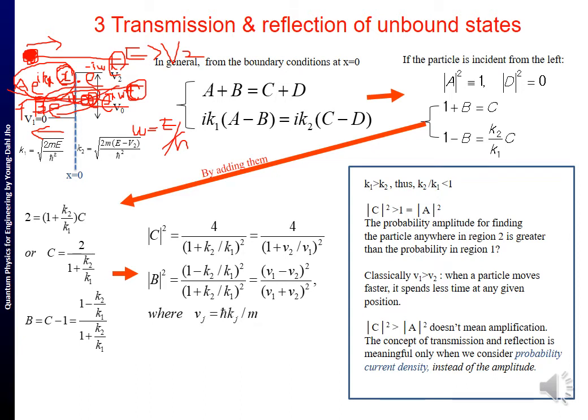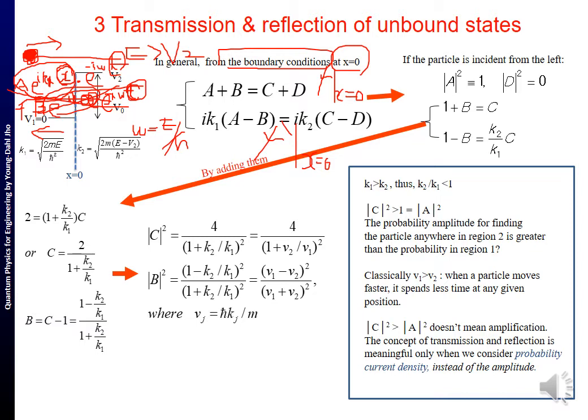You will see this in these equations. In general, from the boundary conditions at x equals 0, the wave function is continuous at x equals 0, and the first derivative of the wave function should also be continuous at x equals 0. Then we have these two equations, as we discussed before many times. So these are from boundary conditions.